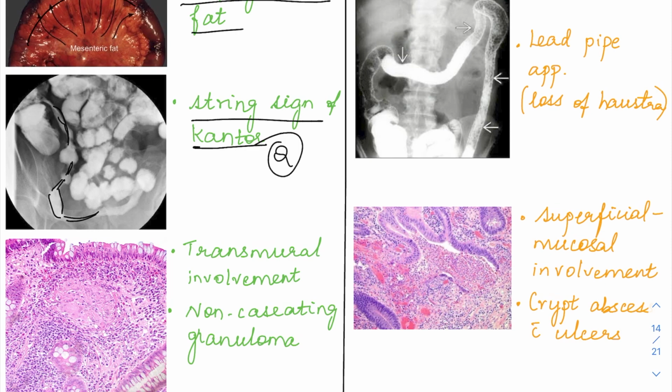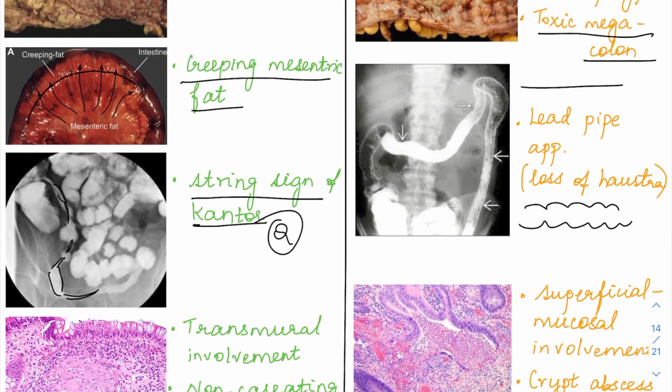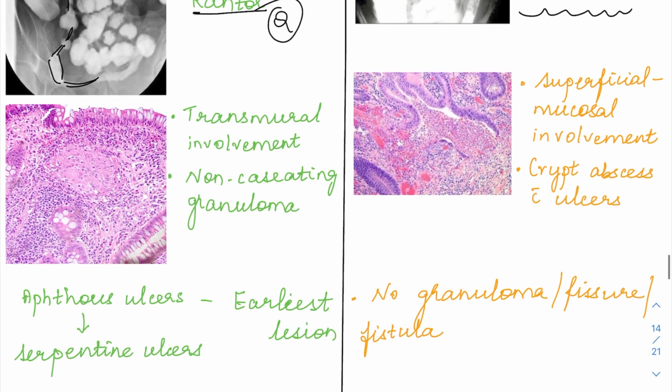While on radiology of ulcerative colitis, there is going to be loss of the haustration. So normal colon will appear like this, right? It will have the haustrations. While in ulcerative colitis, these haustra are all lost and it is just going to appear like a smooth pipe. So it is called lead pipe deformity, which is seen in ulcerative colitis.